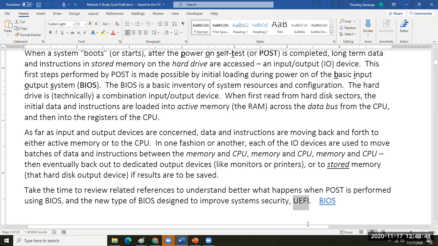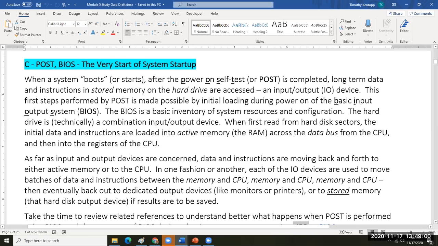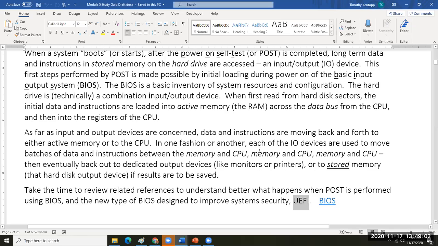However, hackers are getting very good at cracking that open too. And once that's infected, you're just as bad off as if they infected the BIOS. Any questions about BIOS, power on self-test, and the sequence of activity when any system starts up?